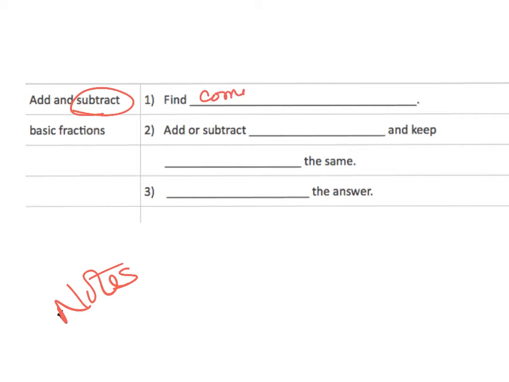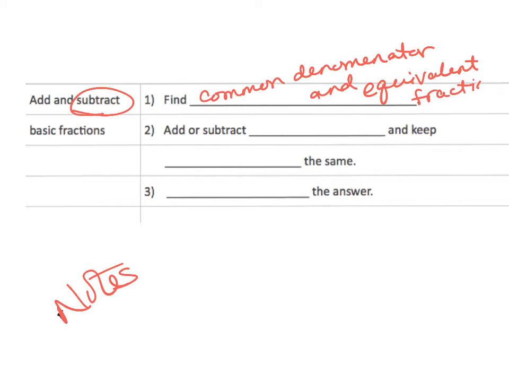Step one, now we're going to do subtraction. Step one, we are still going to find a common denominator. And then we're going to find equivalent fractions. Once you have that, we are going to subtract the numerators and keep the denominators the same. And of course, at the end, you are going to simplify your answer. So as I said, pause it if you need to get it into your notes. You should already have it in there from the adding lesson.